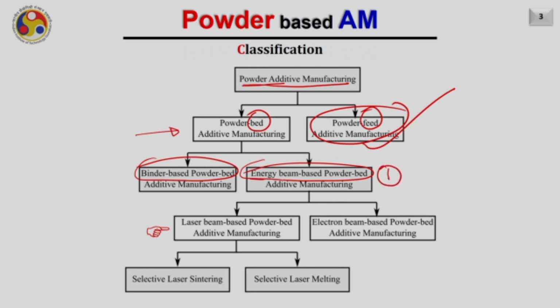Further, the energy beam could be of two types. We already know that. Either it can be a laser beam or it can be an electron beam. So this particular lecture will be on laser beam based powder bed additive manufacturing. This is going to be the focus of this particular lecture.